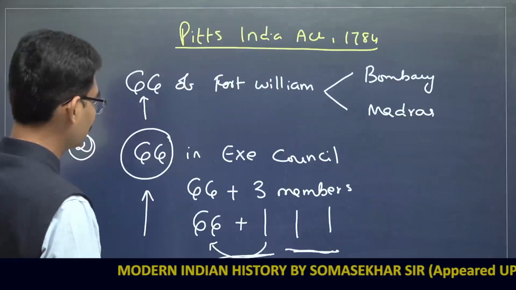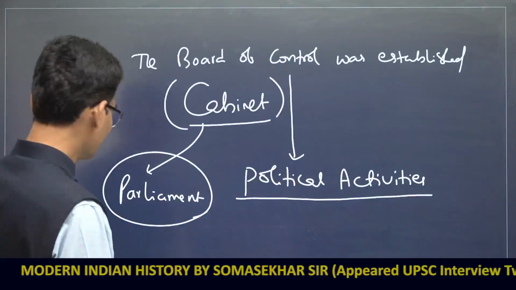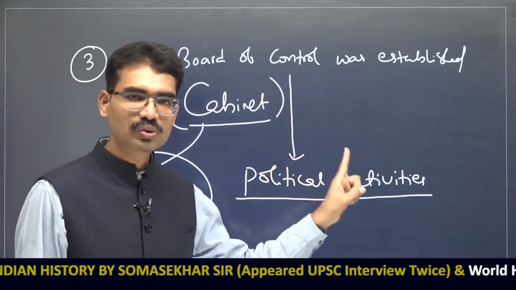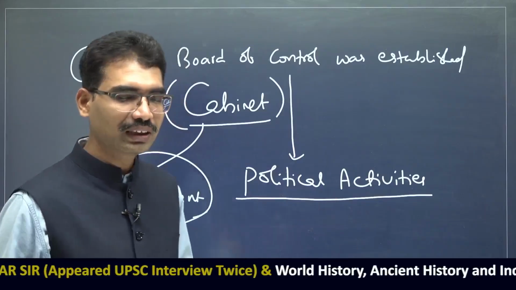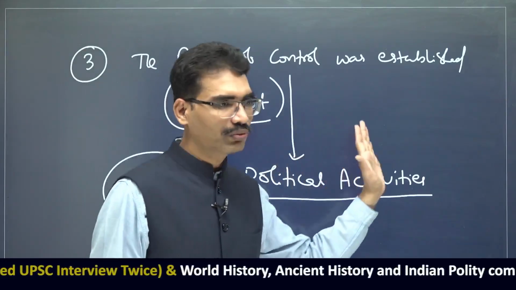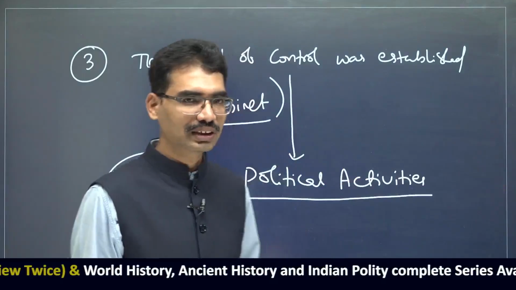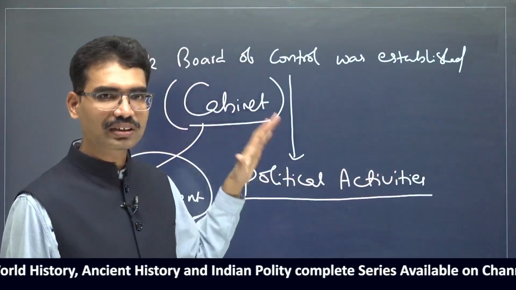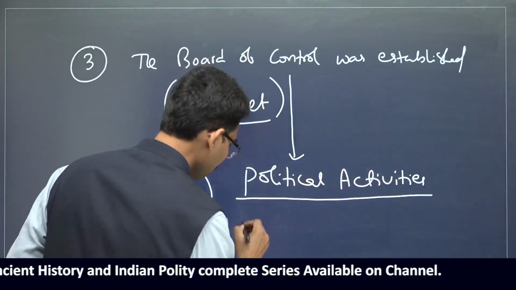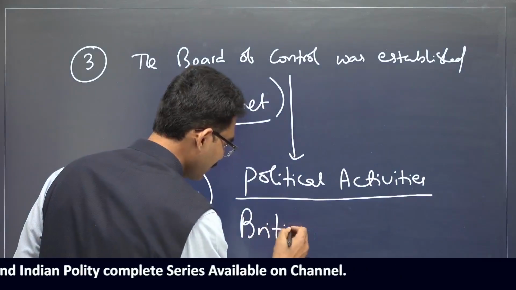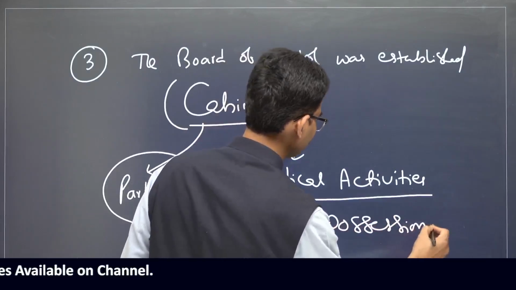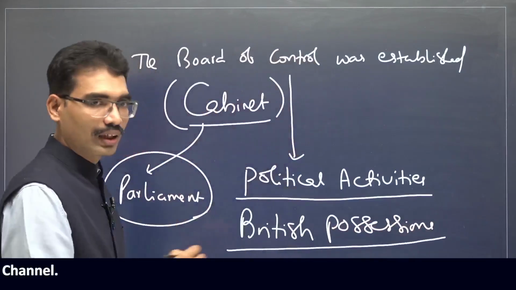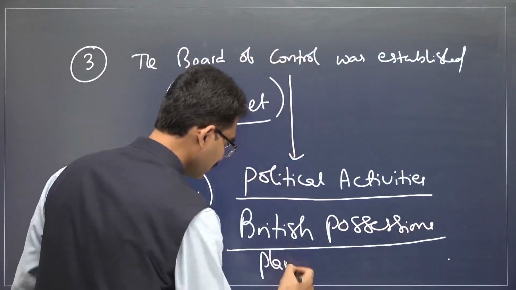Now, what does it mean? After they lost the American colonies, they didn't want to lose the Indian territories also because of inefficiency in the East India Company. That is why the East India Company was restricted to commercial activities, whereas political activities now came under the cabinet. The territories of the East India Company were also called British possessions. This is the planned conquest of India.